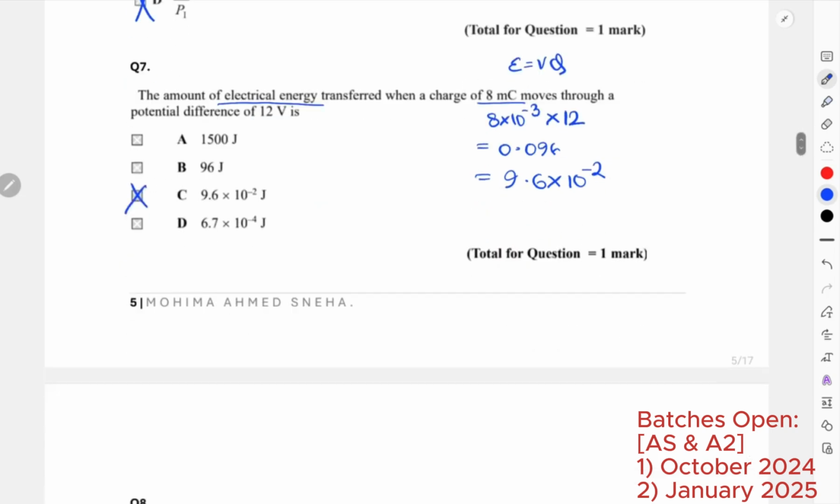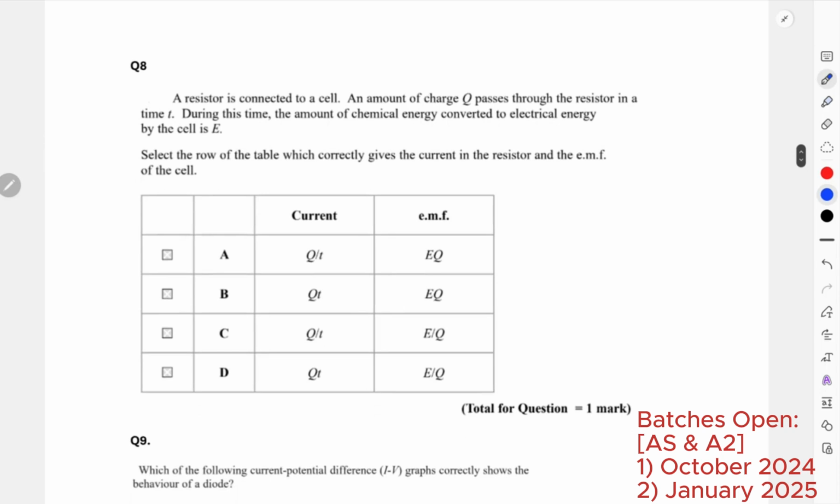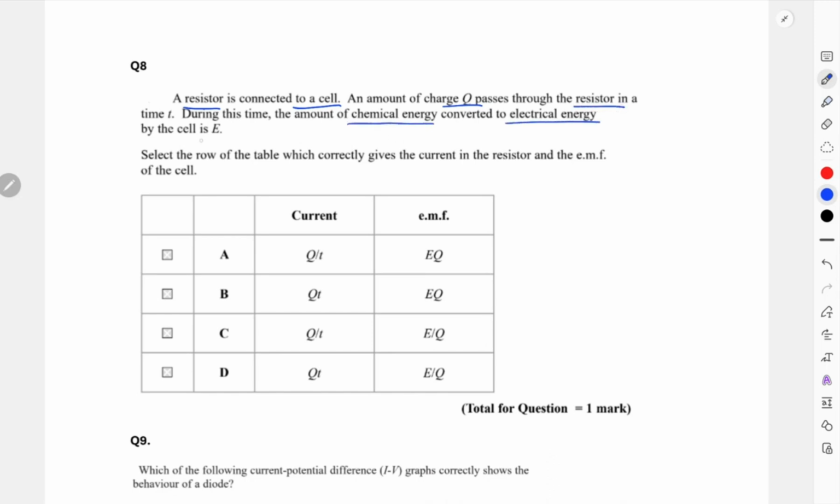Okay, now we're going to move to question 8. It says that a resistor is connected to a cell. The amount of charge Q passes through the resistor in time t. During the time, the amount of chemical energy converted to electrical energy by the cell is E. Which row of the table correctly gives the current in the resistor and the EMF of the cell?